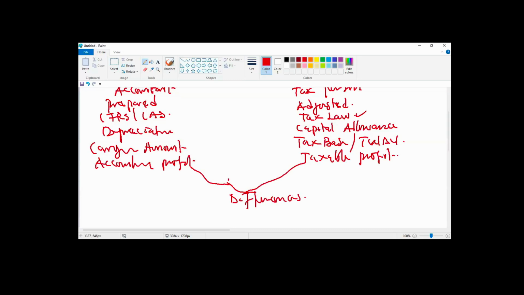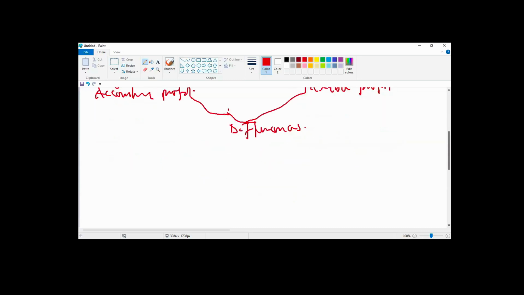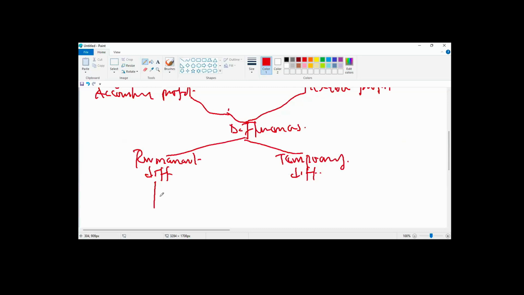These differences can be of two types: permanent difference or temporary difference. For permanent difference, there's nothing I can do. All permanent differences are disallowable expenses.